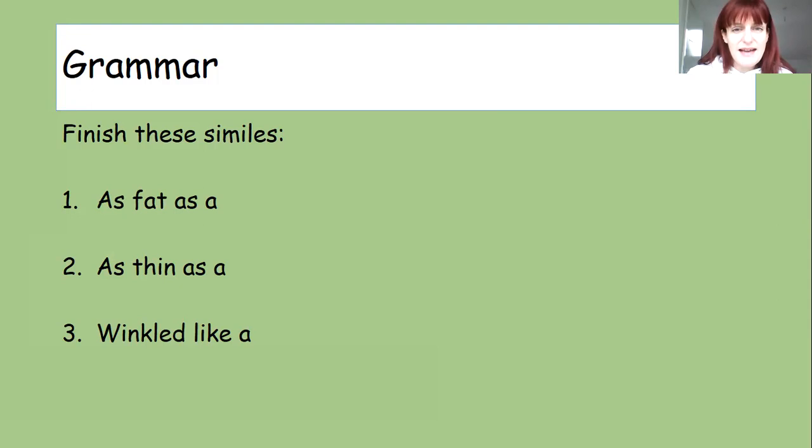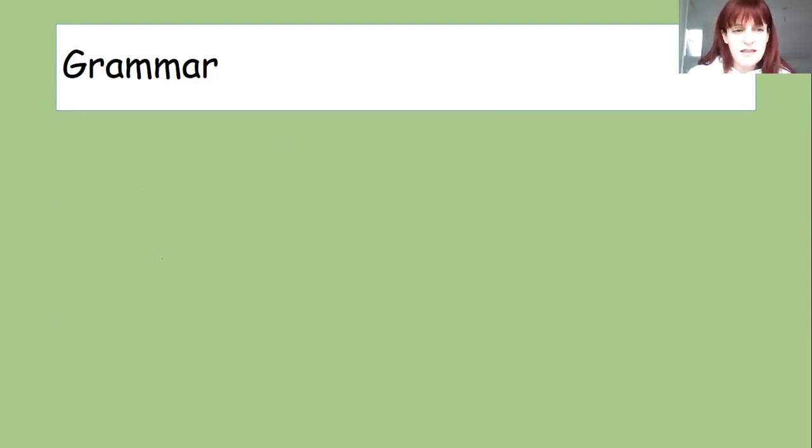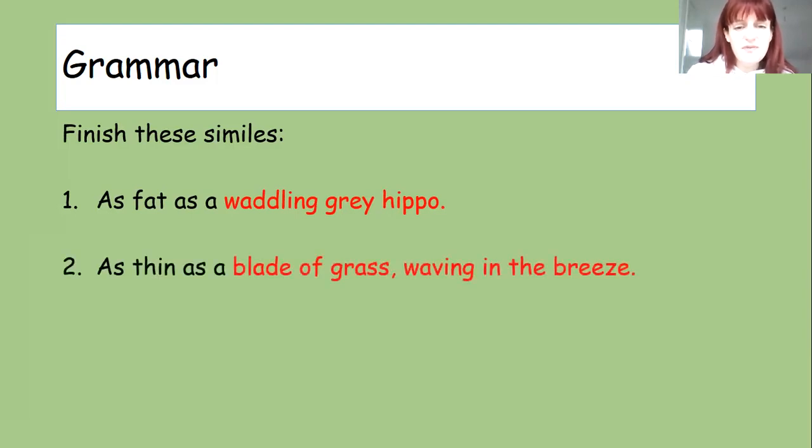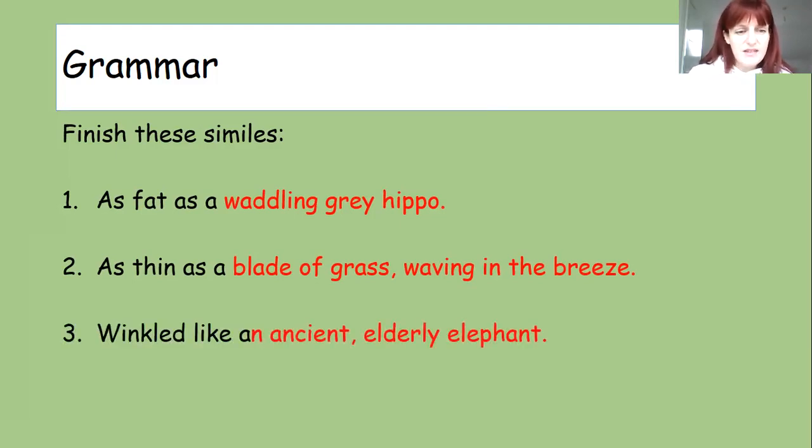Okay, hopefully you've written them down. If you're really struggling, here are my ideas. So, as fat as a waddling grey hippo, bit of movement in there. Okay, as thin as a blade of grass waving in the breeze. Do you see how I've added a bit of extra information in the subordinate clause there? Waving in the breeze gives you a bit more info. And wrinkled like an, so I've changed it from a to an, ancient elderly elephant. Nice bit of expanded noun phrases. So hopefully you've come up with your own. If you have, well done.